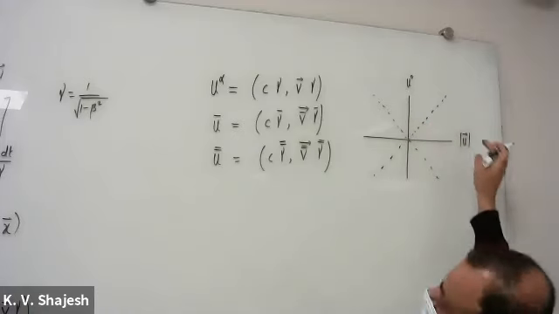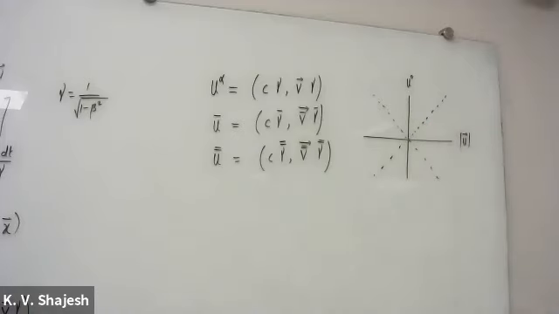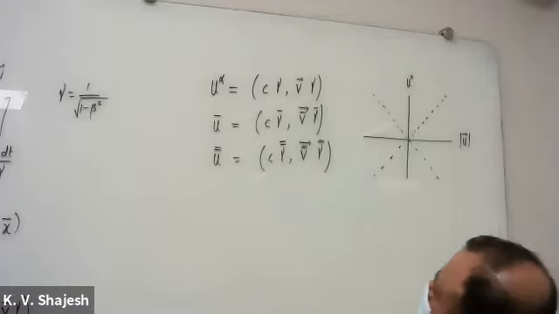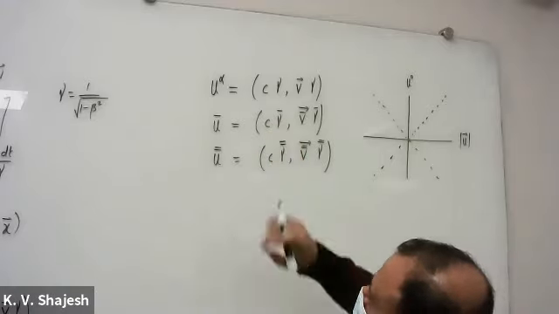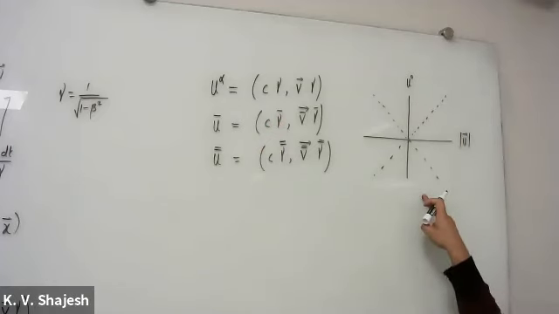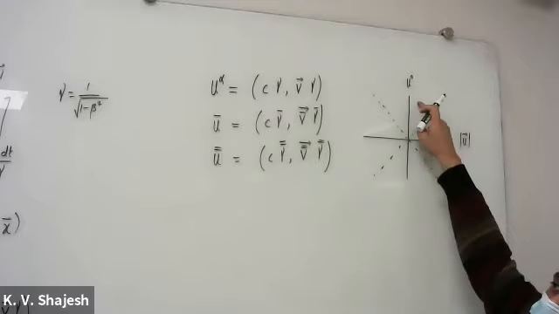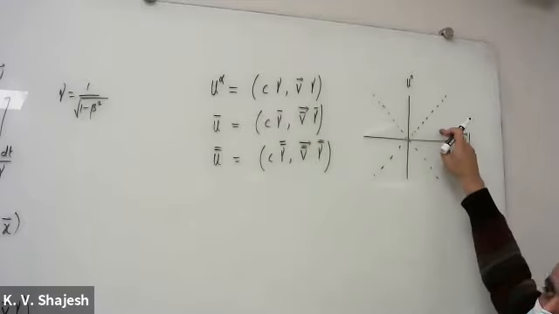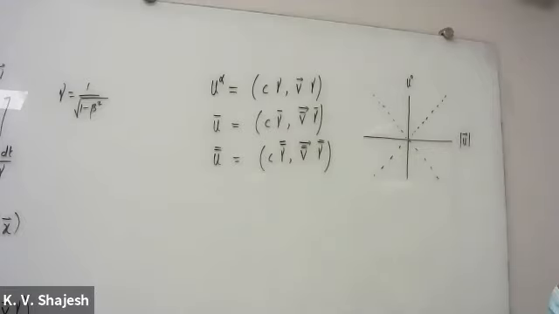Again, I stress that this is not time and space. Now, how does this look? I said that this is a time-like vector, so it has to be either in this cone or in this cone. That's what it means by a time-like vector. It is in one of these two cones. It cannot be in this cone or this cone.